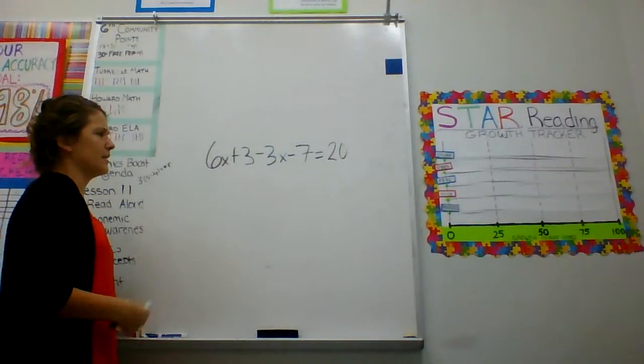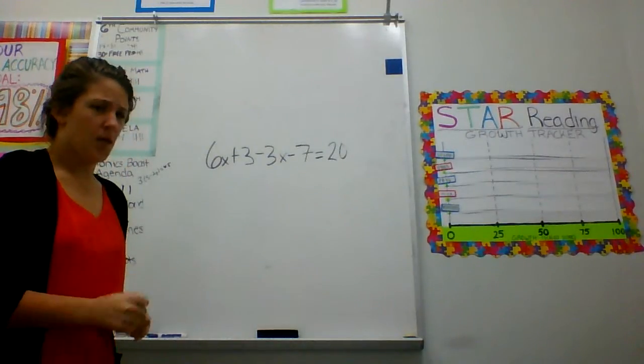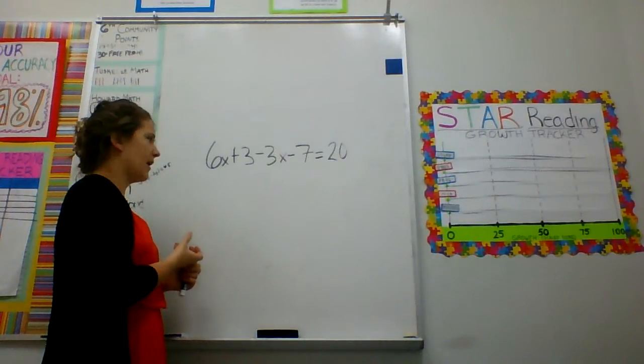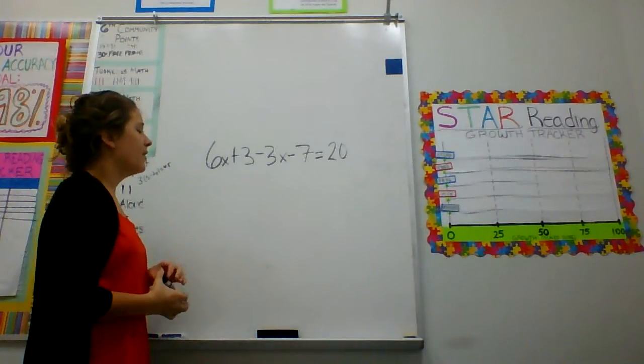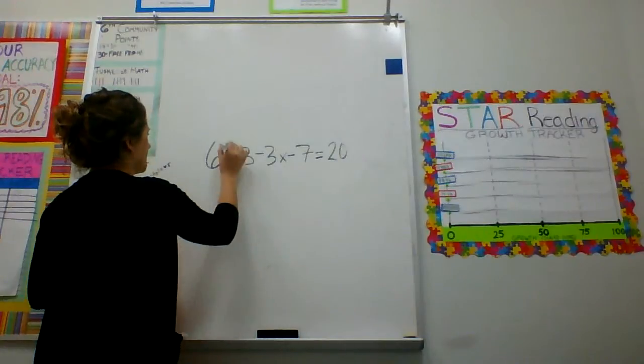I have 6x plus 3 minus 3x minus 7 equals 20. Now my goal is to get all of my x's, or all my variables, together, and all of my constants, or numbers that don't have a variable, together, and then to keep this on the other side. So I'm going to combine some like terms.